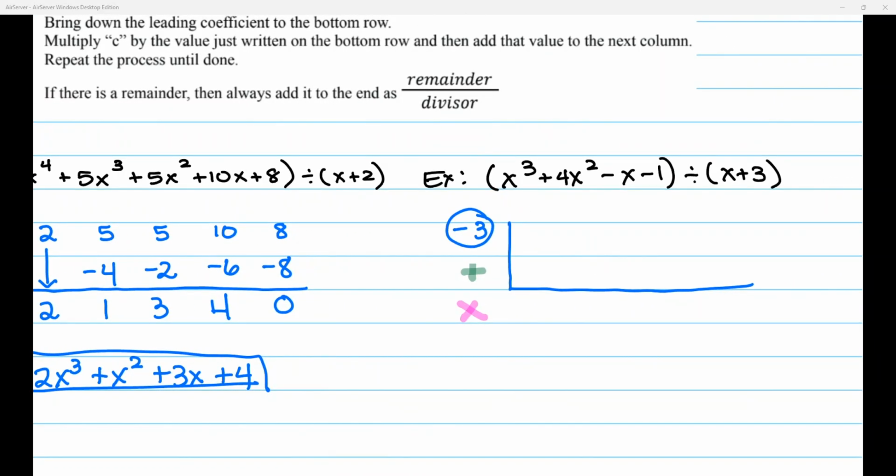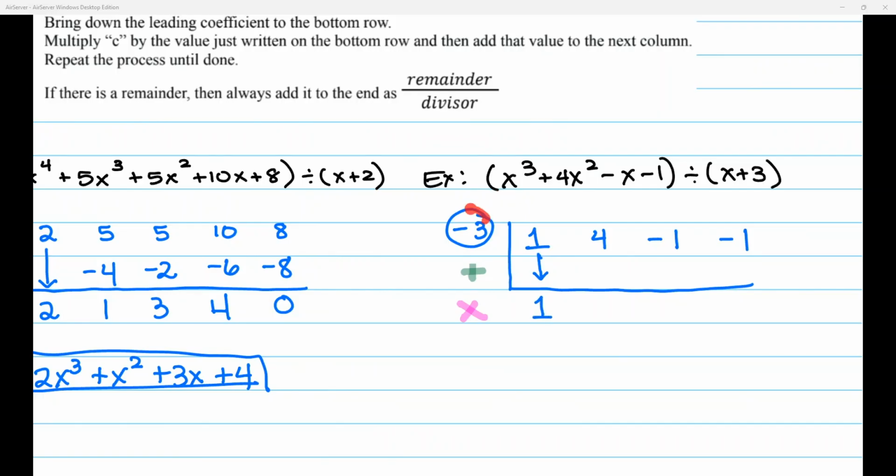All right, what do I do next? Now I got to take these coefficients. This is an x cubed, x squared, x, and a constant, so this is in descending order. I'm just going to take the coefficients and stick them right here. So my first coefficient is a 1, followed by a 4, followed by a -1, followed by a -1. Once you have your table filled out, your next step is you're going to take that 1, you're going to bring it down, it just becomes a +1.